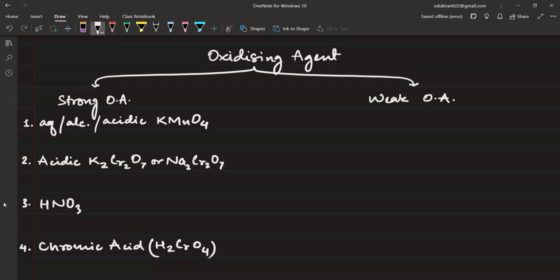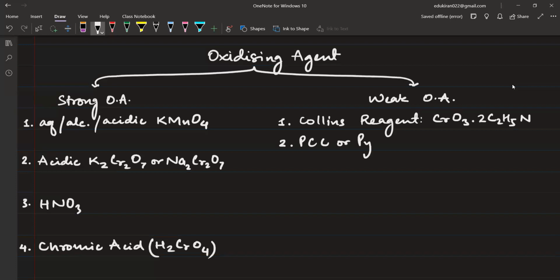Okay. So all of these are what? Strong oxidizing agents. Then in the weak oxidizing agents, right, number one, Collins reagent. The formula for this is CrO3·2C5H5N. The second one is known as PCC, pyridinium chlorochromate.